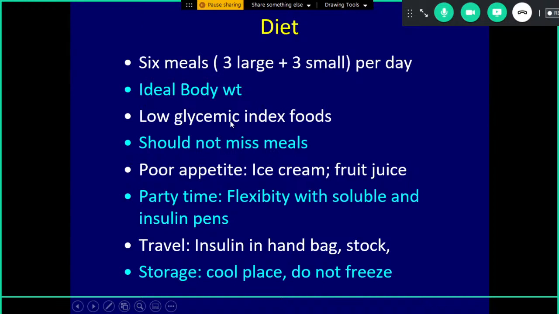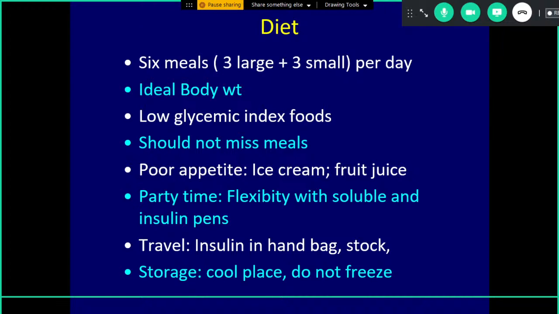Low GI, that is glycemic index, foods, and they should not miss meals. There is a flexibility based on the amount of carbs that you take, but then the patient should understand the principles of carbohydrate counting. So if they know that 1 unit of insulin is adequate to counter 15 grams of carbohydrate, and they normally take 45 or 60 grams of carbohydrate, but on a particular occasion they're going to have a heavier meal and the amount of carb increases, they can up titrate the amount of insulin dose. But that's a separate story and a separate discussion.